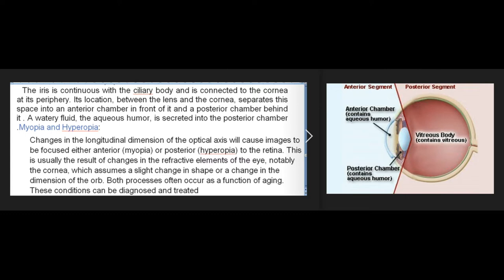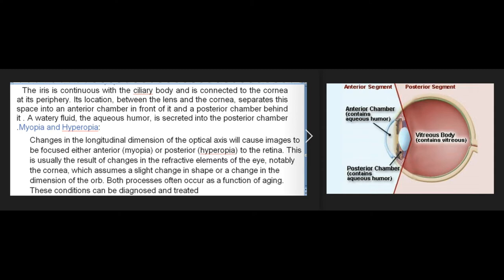Its location, between the lens and the cornea, separates this space into an anterior chamber in front of it and a posterior chamber behind it. A watery fluid, the aqueous humor, is secreted into the posterior chamber. Myopia and hyperopia: changes in the longitudinal dimension of the optical axis will cause images to be focused either anterior, myopia, or posterior, hyperopia, to the retina.